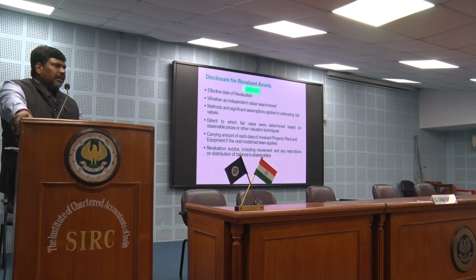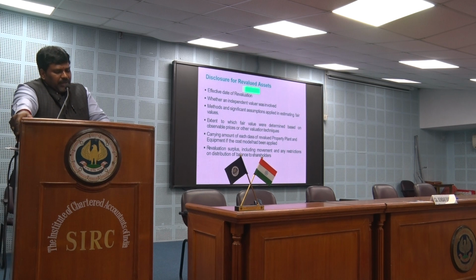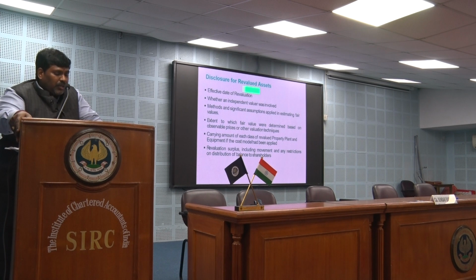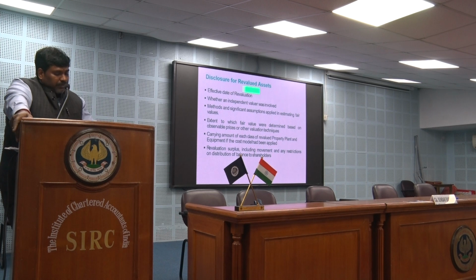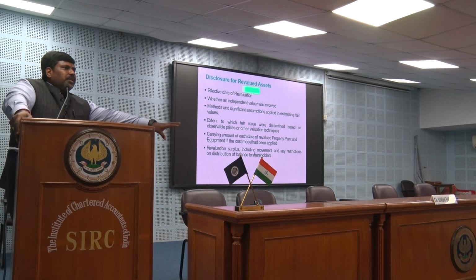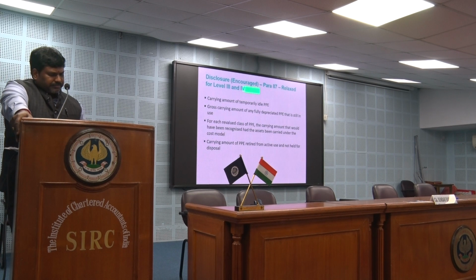During the year, have you revalued it, have you engaged an independent valuer, these details are required to be disclosed. Effective date of revaluation, whether an independent valuer was involved, methods and significant assumptions applied in estimating the fair values, the extent to which fair values were determined based on observable prices, carrying amount of each class of revalued property, plant and equipment. In case you have done the revaluation only for a particular class of assets, have you done the revaluation for the whole class of assets falling under that particular basket? These are something which needs to be disclosed.